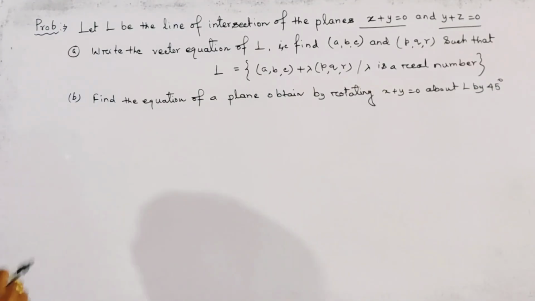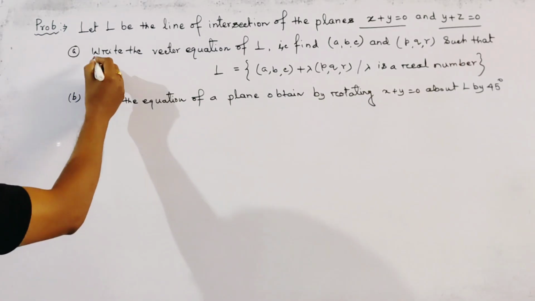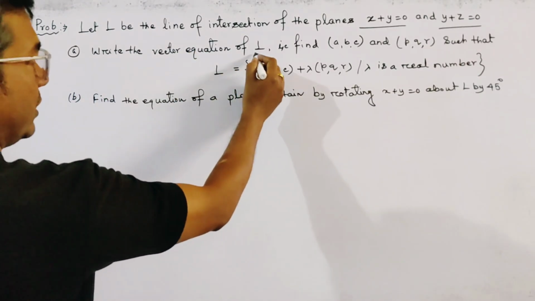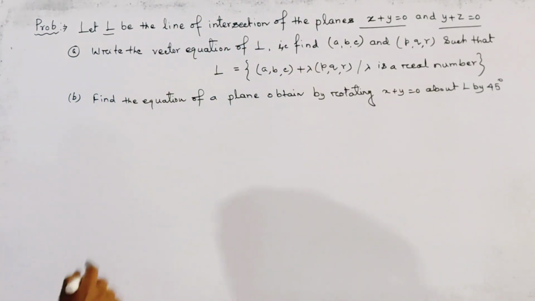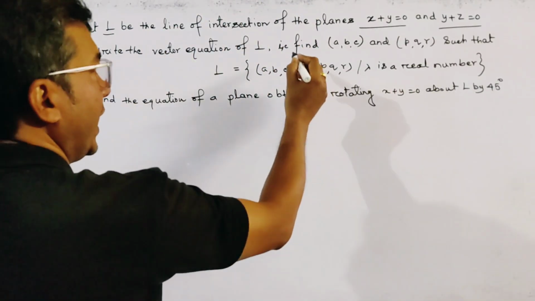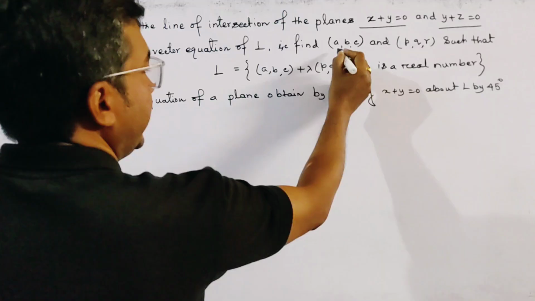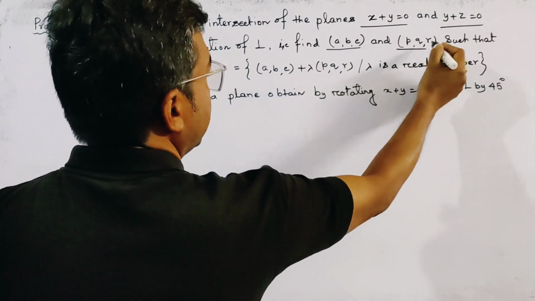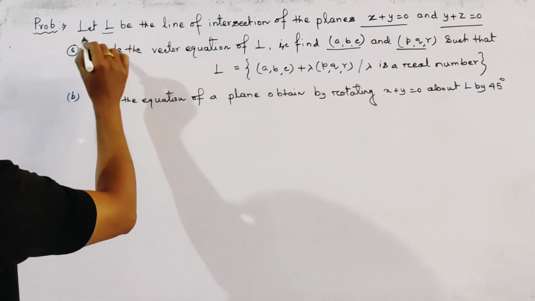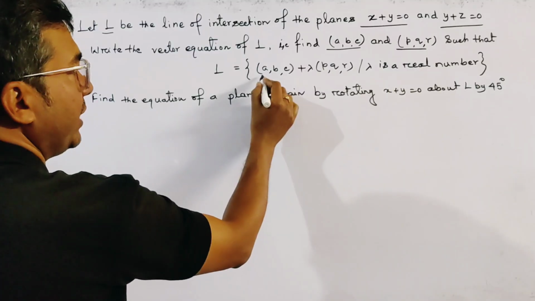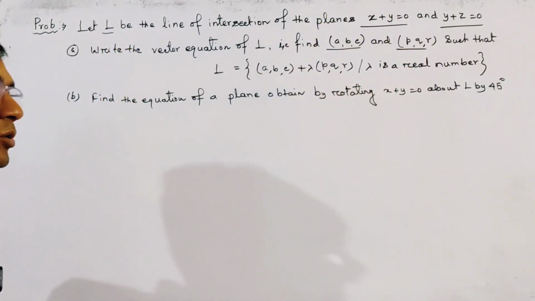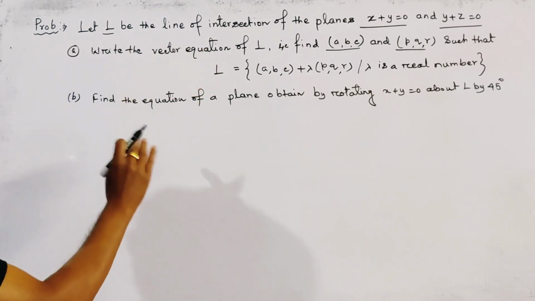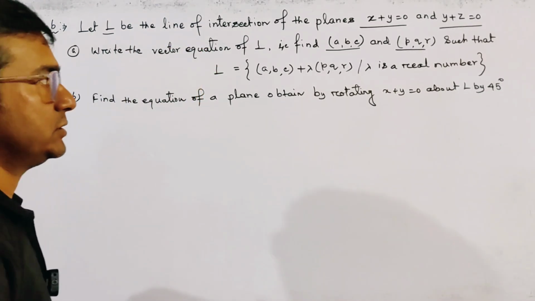This problem also has two parts. The first part is: write the vector equation of L, where L is the line of intersection of the given two planes. That is, we have to find the values of A, B, C and P, Q, R such that the line can be written in the form (A, B, C) + lambda (P, Q, R), where lambda is a real number. We first solve the first part, then we go to the second part.